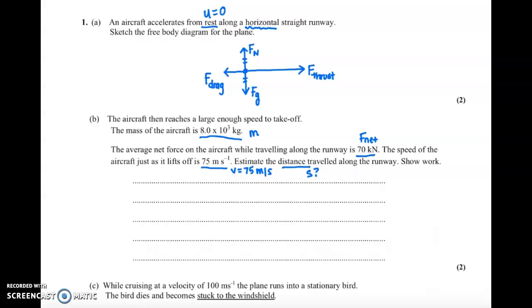There are actually two ways to solve this problem, and I'll show you both of them. The first of those ways, I'm going to start with Newton's second law, which is F net equals ma. Because we're told F net of 70 kilonewtons, and because we're told m of 8 times 10 to the third, we would be able to solve for acceleration a. This comes out to be 8.75 meters per second squared. We can then use that a in our kinematic equation.